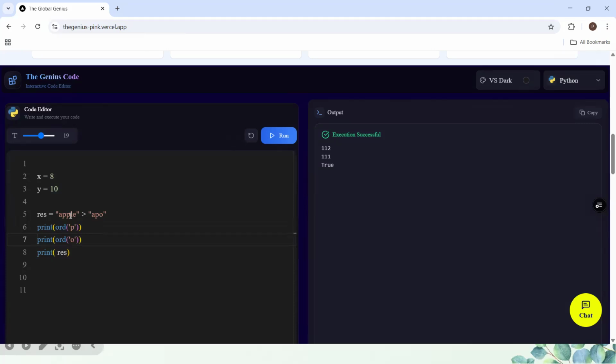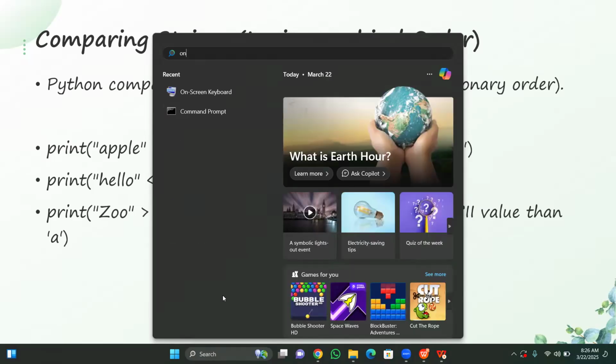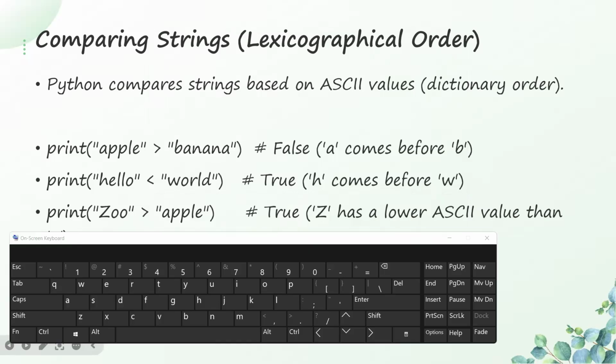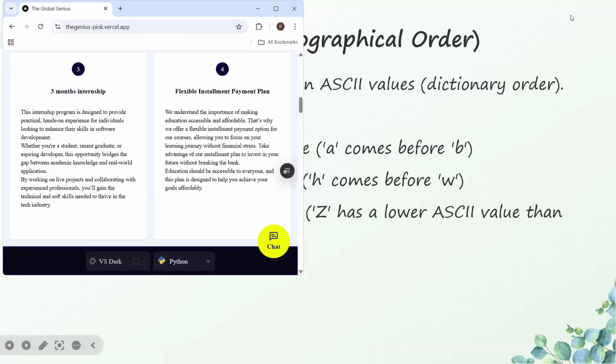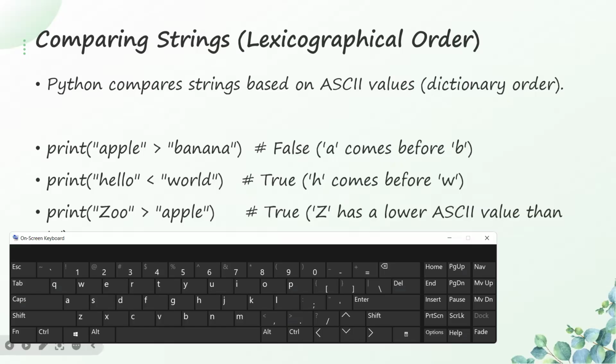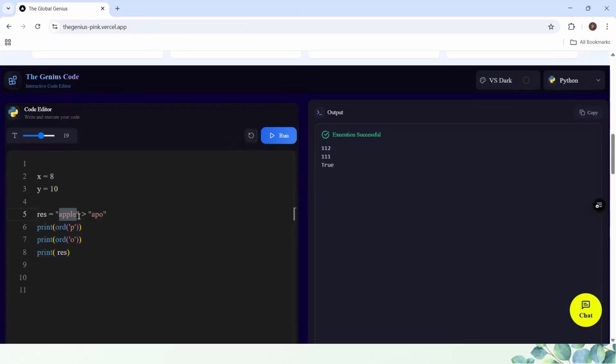So we are saying here, zoo. Okay. Just give me a minute. Oh, okay. So let's try another one, capital Y, "yo". Okay. Is "yo" greater than "apple"? Or we can still use "apple".